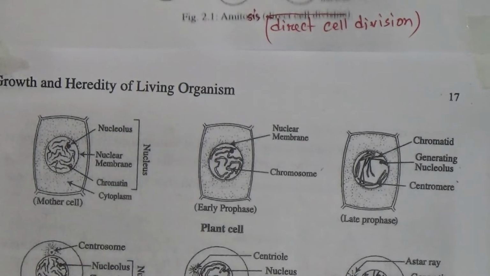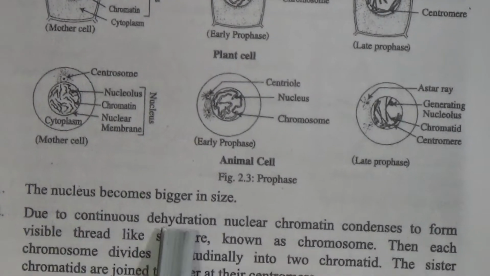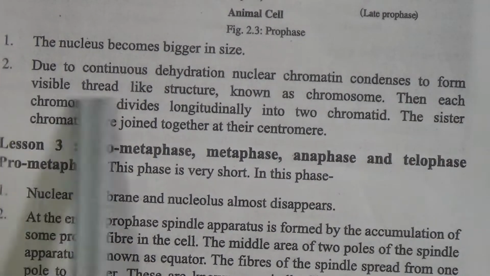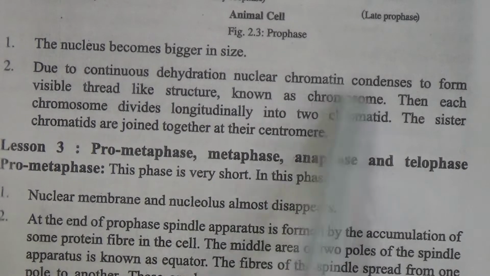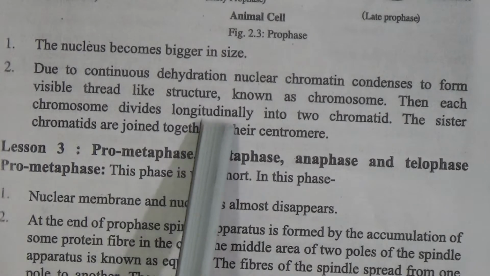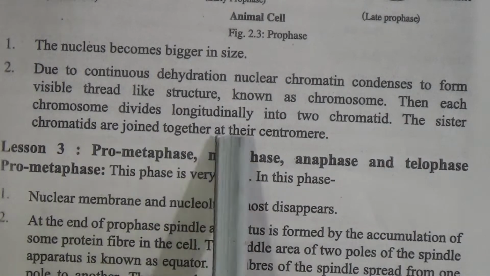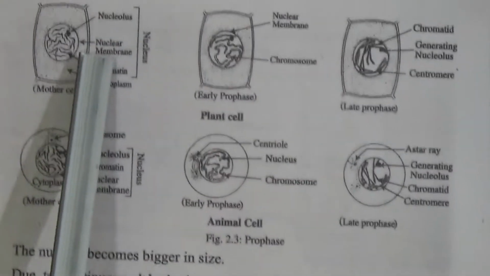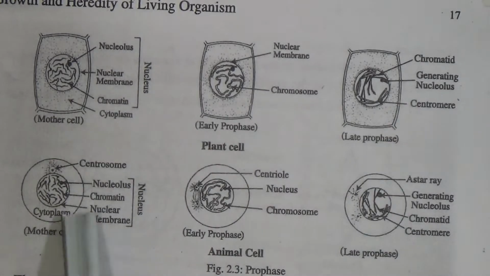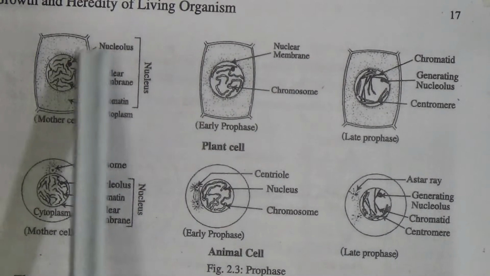In this cell division, the nucleus becomes bigger in size, and due to continuous dehydration, nuclear chromatin condenses to form visible thread-like structures known as chromosomes. And then each chromosome divides longitudinally into 2 chromatids. The sister chromatids are joined together at their centromere. My dear students, now follow the figure. This is the cell division of a plant cell, and this is the cell division of an animal cell at prophase stage.